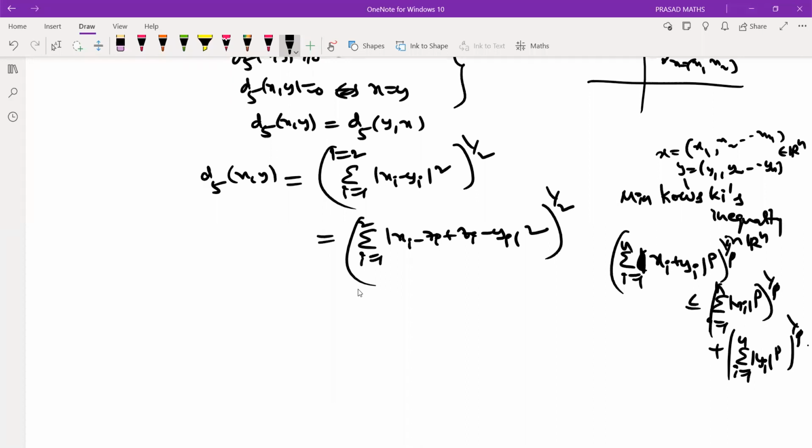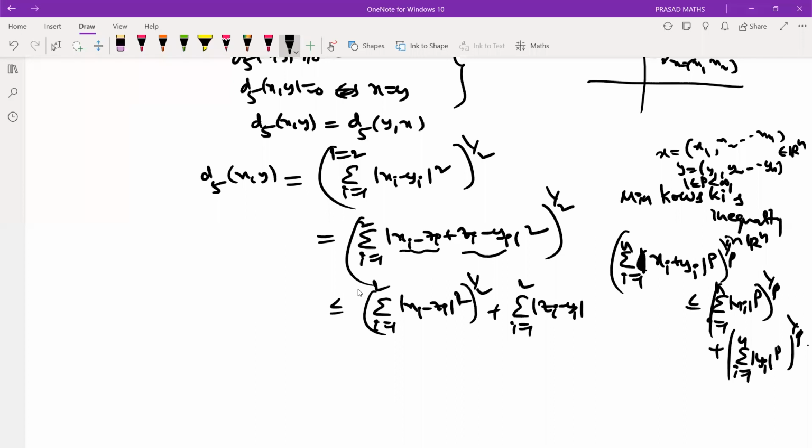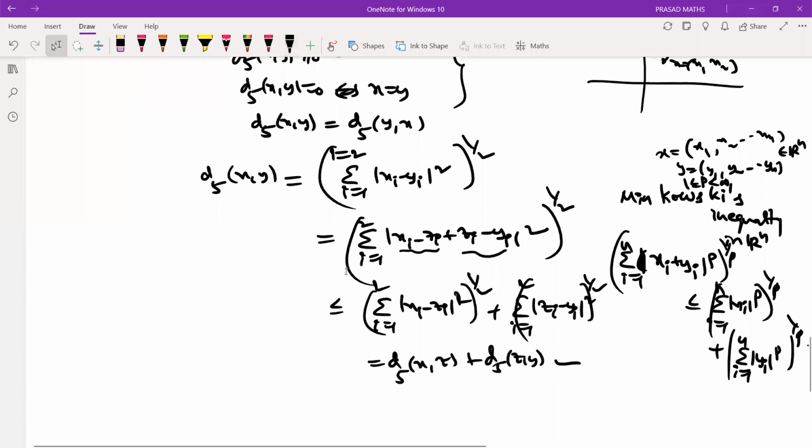And p is a number which lies between 1 and infinity. So here, p equals 2, which is bigger than 1, therefore it satisfies this. So this is a number, this is a number. By the Cauchy inequality, (summation i equals 1 to 2 of (xi minus zi) whole square) whole power 1 by 2 plus (summation i equals 1 to 2 of (zi minus yi) whole square) whole power 1 by 2 is exactly d(x, z) plus d(z, y). So hence it satisfies the triangle inequality, hence it is a metric.